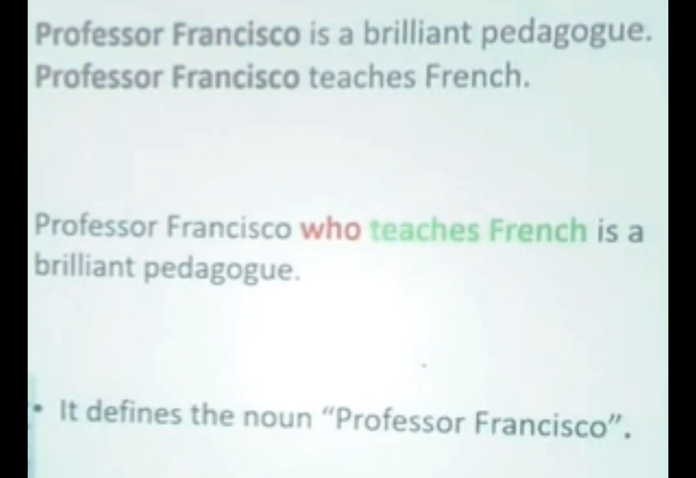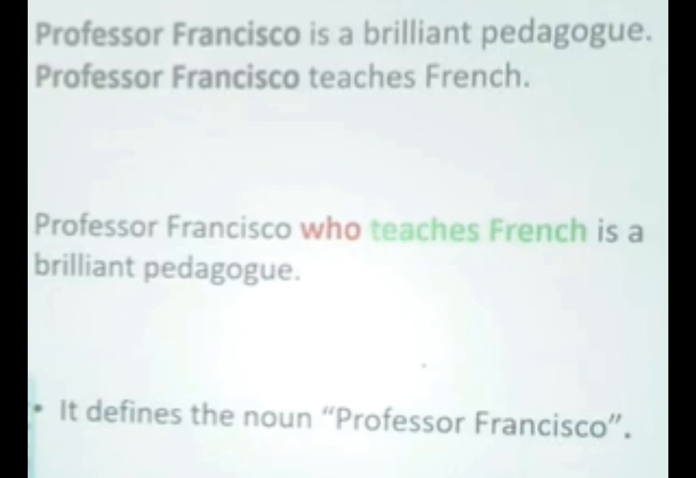So let's say, for example, Professor Francisco is a brilliant pedagogue. Professor Francisco, again it's repeated, I do it on purpose, teaches French. And I ask you, for example, if you want to combine these two clauses within one clause, and then one would become a dependent clause: Professor Francisco, who teaches French, is a brilliant pedagogue.